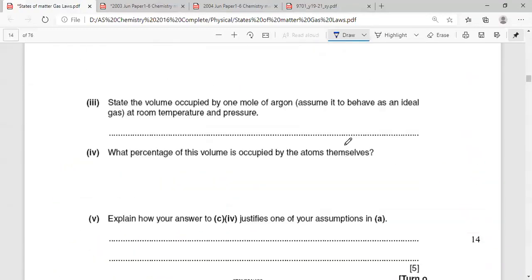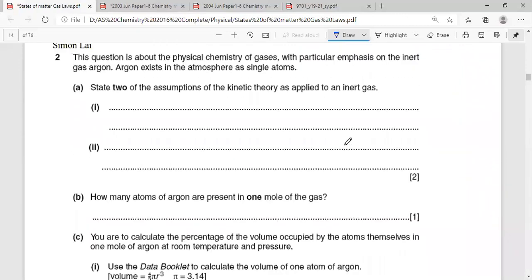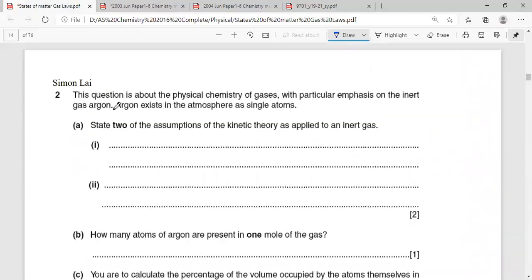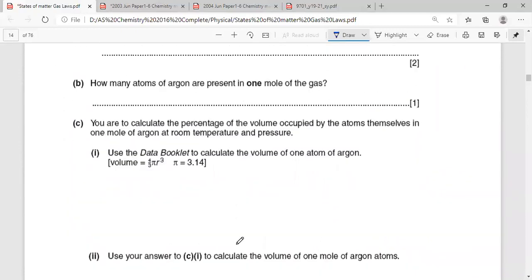Okay, here we are. Now, of course, here we come to this one after two assumptions of kinetic theory. And again, how many atoms of argon are present in 1 mole? Like done before, of course, it's 6.02 times 10 to the power of 23. A lot of atoms. Remember, they are atoms in 1 mole.